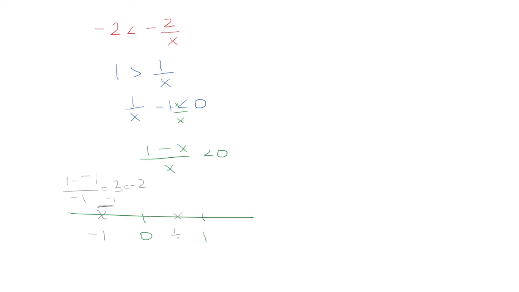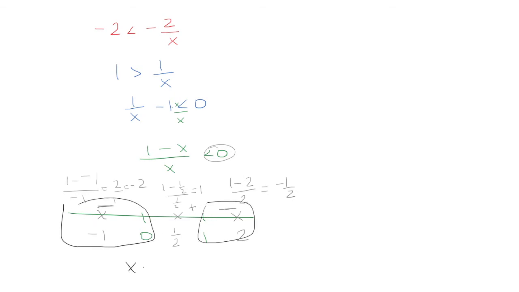Pick a number between 0 and 1. Let's say a half. We have 1 minus a half divided by a half. That's going to be 1. So this is positive. Pick a number to the right of 1. Let's say 2. Plug it in. Get -1/2. So this is negative. So we're interested in our equation here being less than 0, in other words, negative. So the region that we want is over here and here. So x has to be less than 0, or x has to be greater than 1.